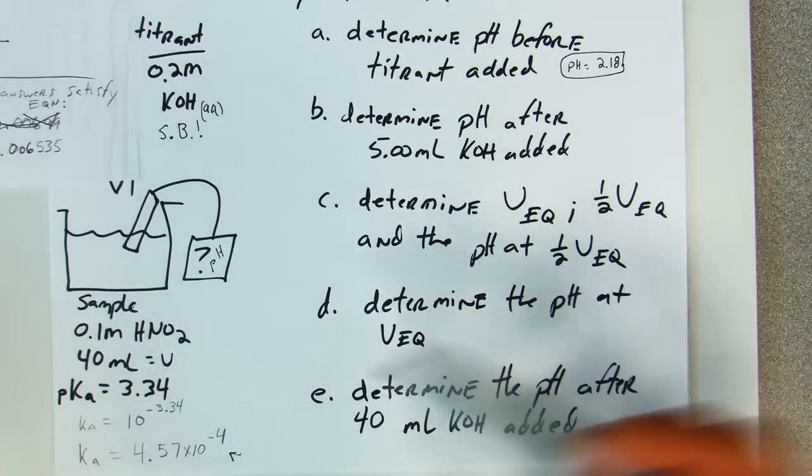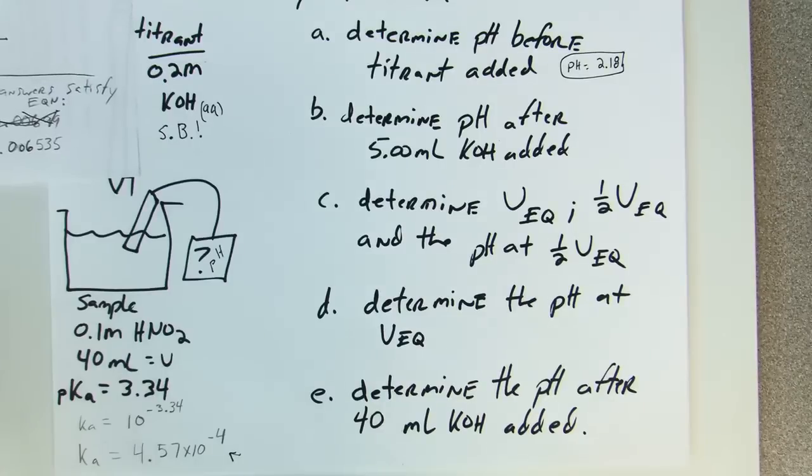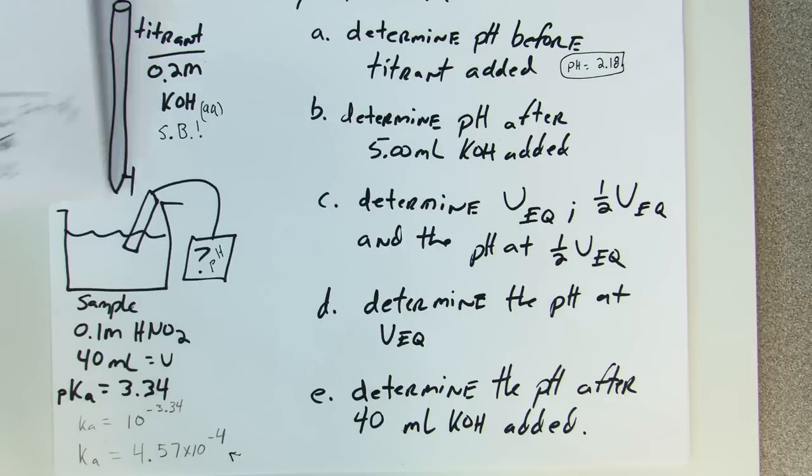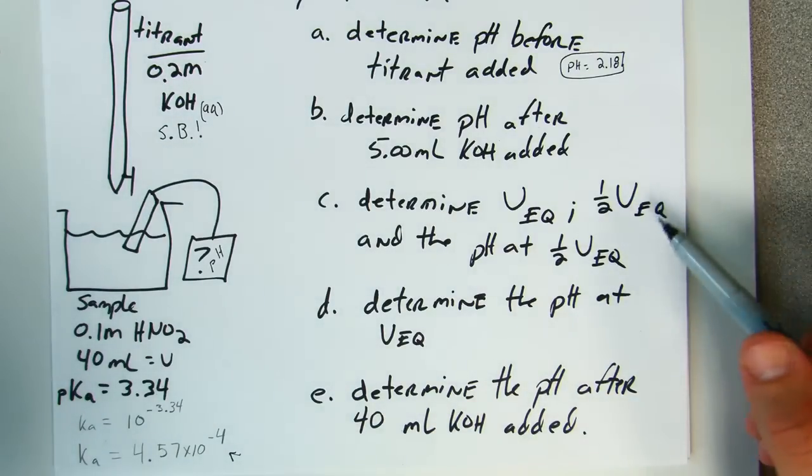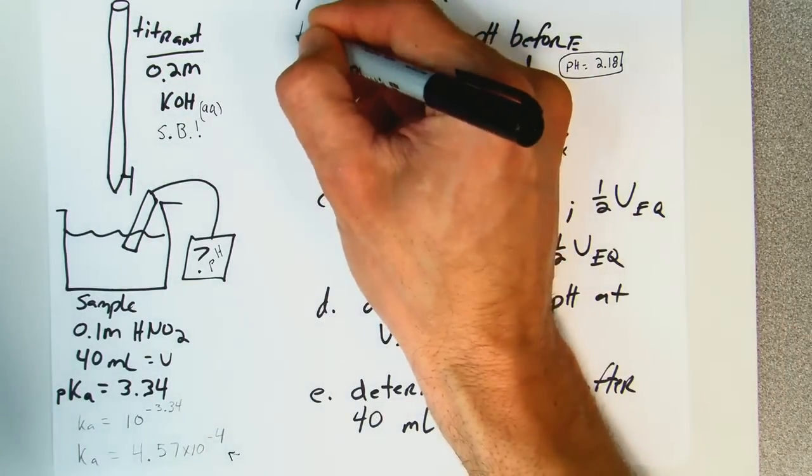It's that easy. It's just like we did in the previous chapter, chapter 18 I guess it was. Okay? It's that type of problem. It's the same exact thing. We haven't even started the titration yet. But now that we can do that one, let's move on to B.